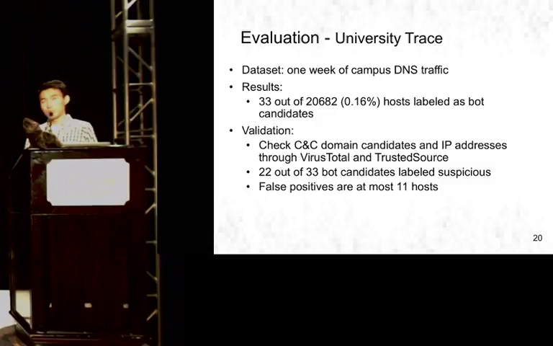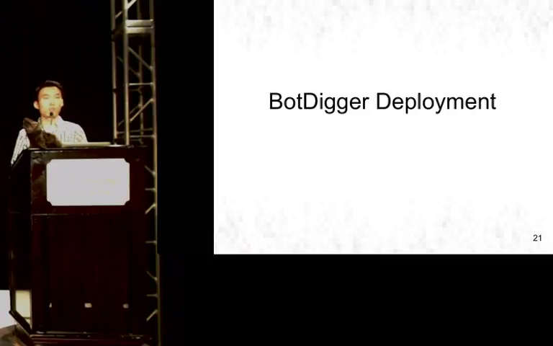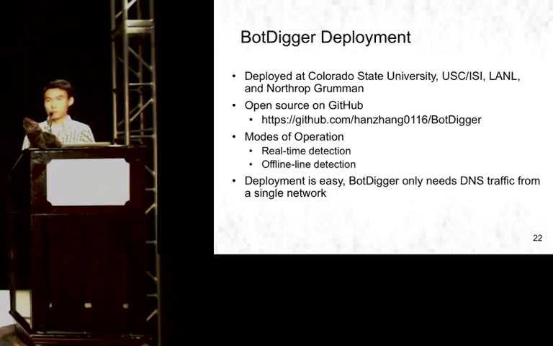So I have spent 10 minutes talking about this research, these experiments. So the question is whether we can use this system in reality in a real network. And we do deploy our systems in multiple universities and companies. Currently, BotDigger is deployed at Colorado State University, USC, ISI, Lino, and Northrop. BotDigger is open source on GitHub, so everybody is welcome to use it. It is very easy to deploy.